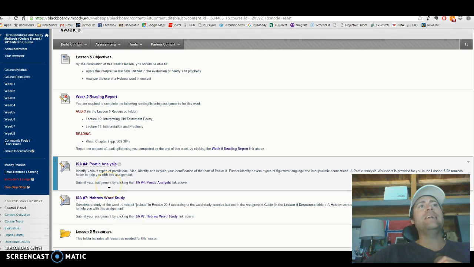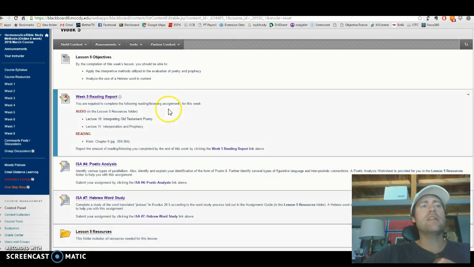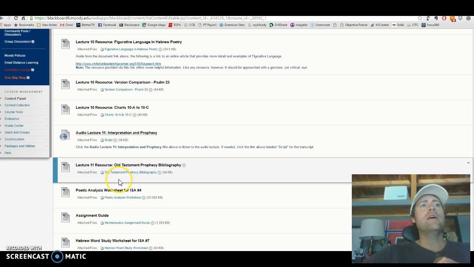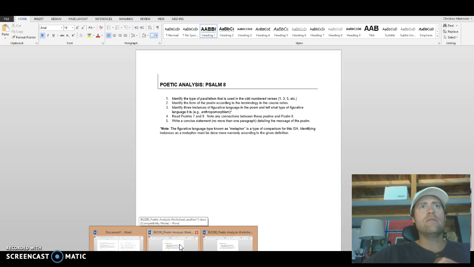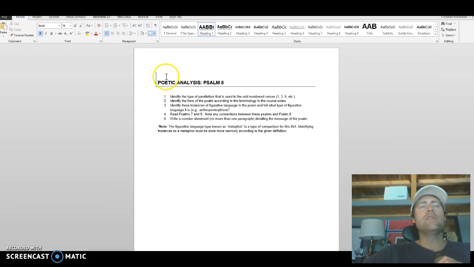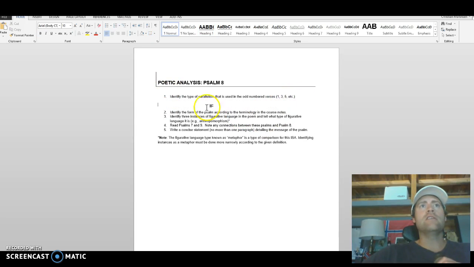So the ISA, interpretive skills assignment number 4, is the poetic analysis. You'll see that it's a study on Psalm 8, and then you are going to identify several types of figurative language and inter-psalmic connections. A poetic analysis worksheet is provided for you in the Lesson 5 resource folder, so you'd click that, Lesson 5 resource folder, and the poetic analysis worksheet, and I've got that down here. So literally just open this worksheet and then fill in the answers underneath each one.